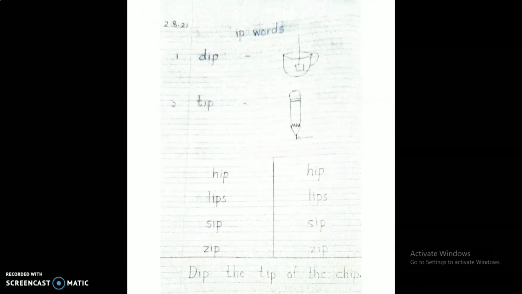Now we will learn how to draw pictures related to the ip words. D-ip dip, t-ip tip, and the rest of the words we will write. H-ip hip, l-ip lips, s-ip sip, and z-ip zip. Now we'll frame one sentence: Dip the tip of the chip.